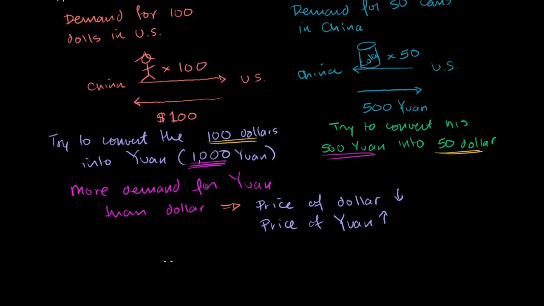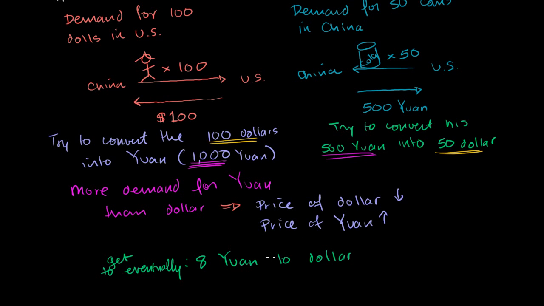So you could imagine, and I'm just going to make up some numbers here, that the yuan becomes more expensive. It was 10 yuan to the dollar. Now maybe it is 8 yuan to the dollar. So this is where we get to eventually, because of this supply-demand imbalance right over here. 8 yuan to the dollar.